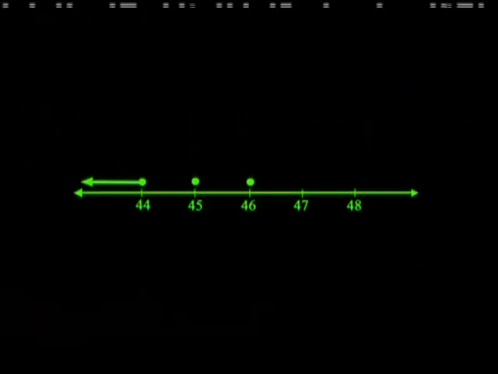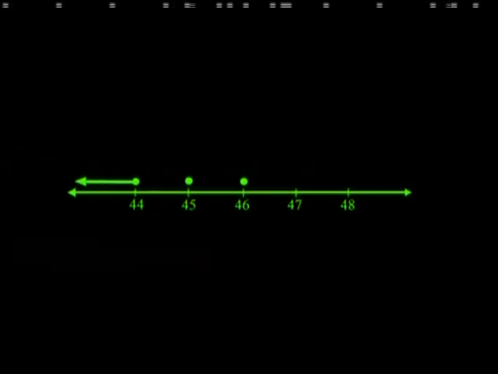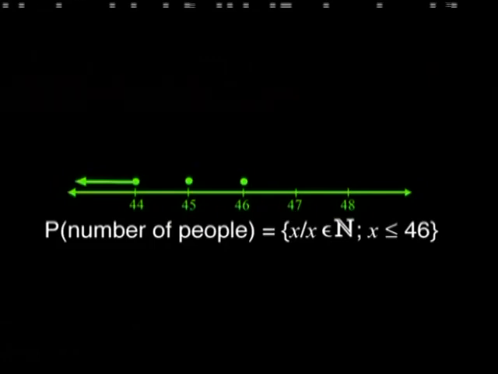Now, on a number line, it looks like this. Am I correct in putting separate dots on each of the numbers? Yes, we are counting people, and they don't come in halves or other fractions. In set builder notation, it will look like this. P, the number of people, is the set of all X, such that X is an element of natural numbers, and X is less than or equal to 46.